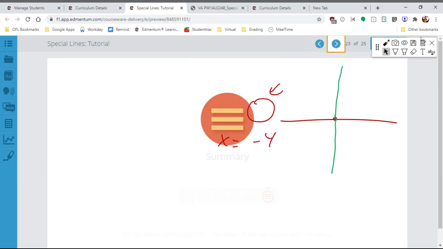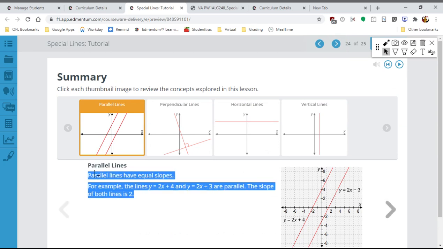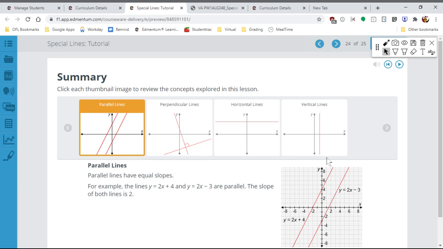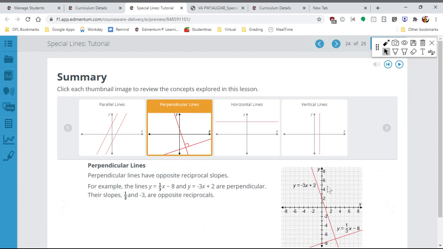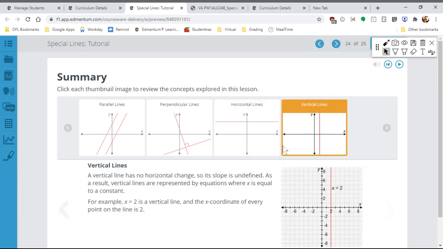All right, so if we move on here, let's take a look. So now's our summary. So hopefully you guys understand these a little bit better. Parallel lines, same slope, equal slope. This is always a good slide to take notes on, whether it's a video or one of these. Always take notes on this before you take your mastery test. Perpendicular lines. Perpendicular lines just mean that you're going to flip over your slope. Flip over and make it negative. Horizontal lines are always y equals something. Vertical lines are x equals something. So always take notes on this, guys, when you're finishing that up.